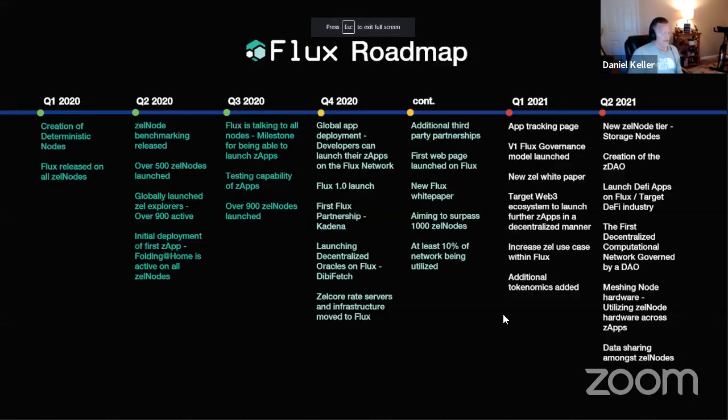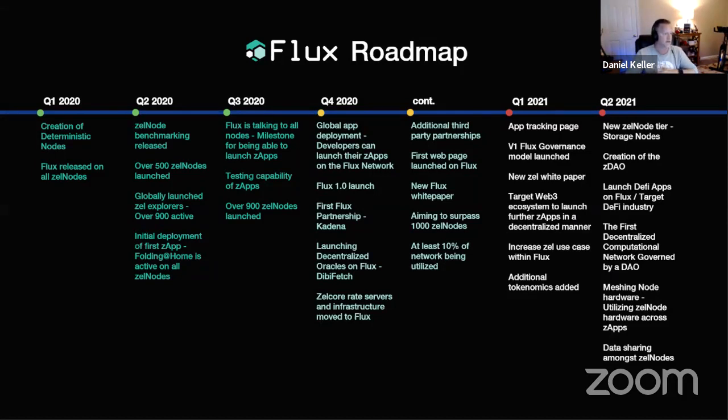So this next one we're going to spend a little time on. There's a lot of people that have talked about the Flux roadmap. This goes back to Q1 of 2020, the creation of the deterministic nodes. It's hard to believe that we've moved this fast, this quickly. It's absolutely fantastic. Flux was released on Zel nodes.